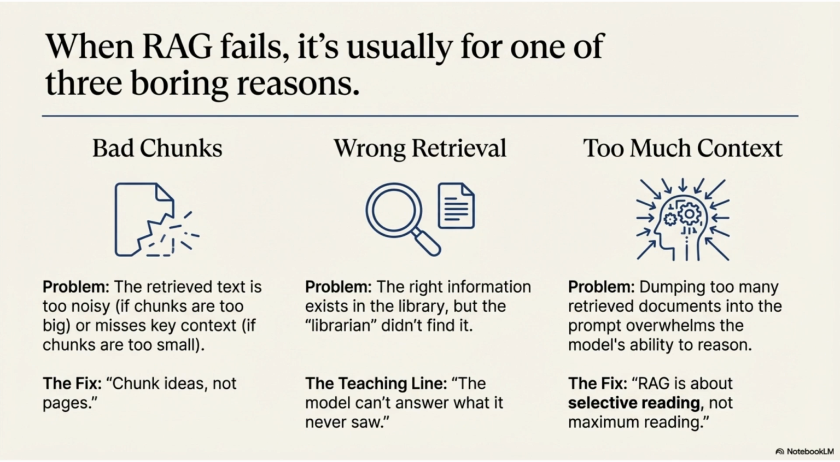RAG usually fails for one of three reasons. Bad chunks means the retrieved text is too noisy or misses key context. The fix is to chunk ideas, not pages. Wrong retrieval means the librarian didn't find the existing information. The model can't answer what it never saw. Too much context overwhelms the model's ability to reason. RAG is about selective reading, not maximum reading.